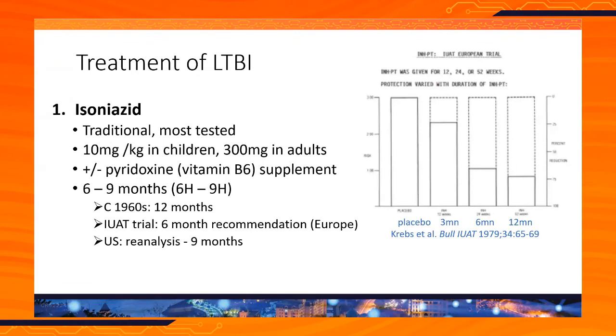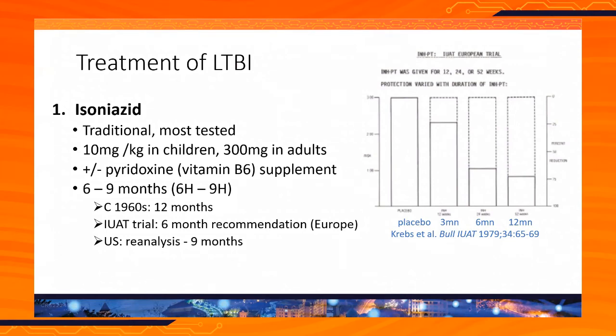There are a number of different options for treatment of latent TB infection. Traditionally, for some 60 years, isoniazid has been used. And the main reason why this is the mainstay, at least in the past, I think, is that it's been around for the longest. We typically use the standard doses of 10 milligrams per kilogram in children and 300 milligrams in adults. And it can be given with pyridoxine, but I would suggest supplementation is only required in patients who are malnourished or at risk of peripheral neuropathy.